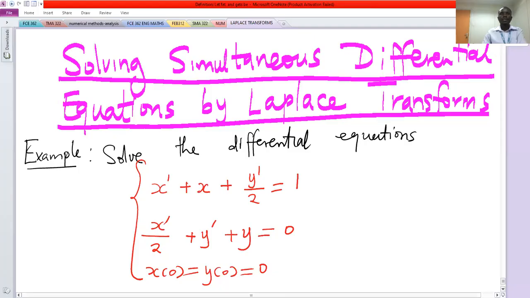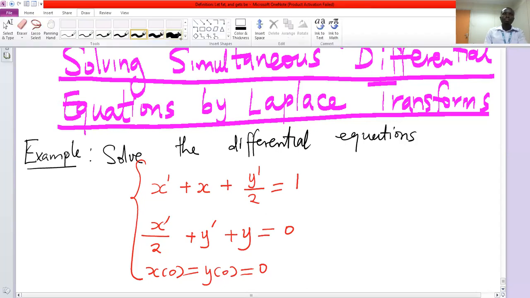Welcome. This session, we are going to discuss how to solve simultaneous differential equations by the method of Laplace transforms. So let's see a specific example. We have to solve the system of these two differential equations, subject to the condition that the value of x at time 0 and y at time 0 is 0.